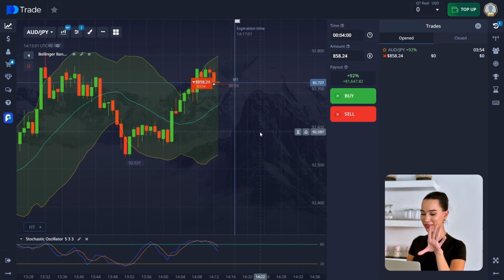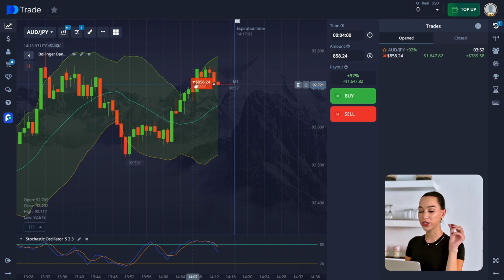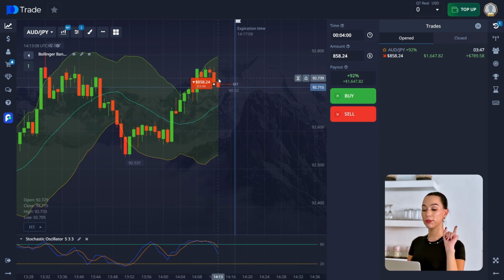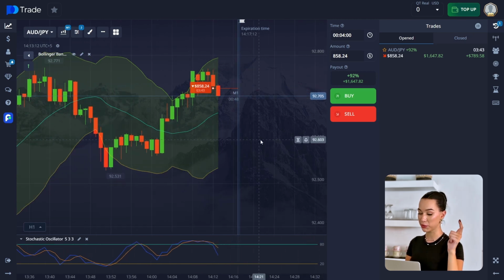And I understand that it's pretty dangerous and risky, so I don't recommend you to actually repeat this. I recommend you to trade only with 1% of your deposit. So that's how you can use money management and the catch-up system as well.